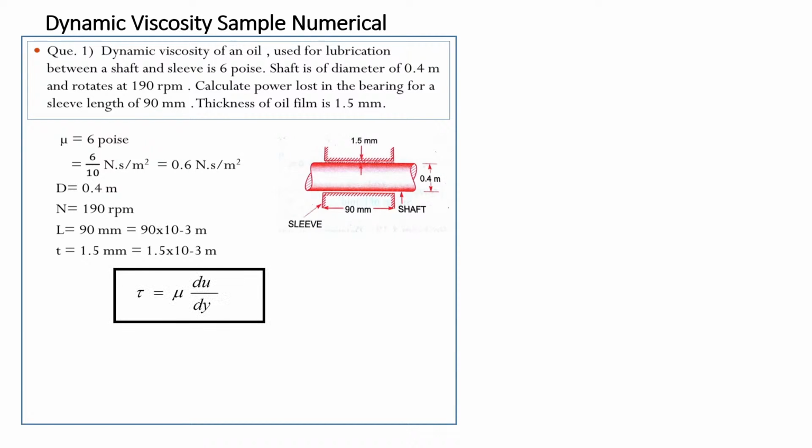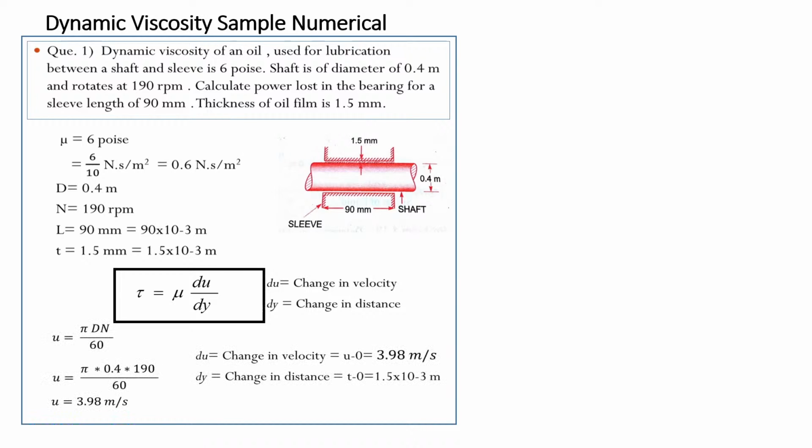Now we are using Newton's law of viscosity. Whatever the numericals are there based on the viscosity, all of them can be solved by using Newton's law of viscosity only. So this is Newton's law of viscosity. In that, this du is change in velocity and dy is change in distance. So we can find out the u, since only the shaft is rotating and the sleeve is not rotating. So there is only one velocity, and that is rotational velocity. We have to convert that into linear velocity.